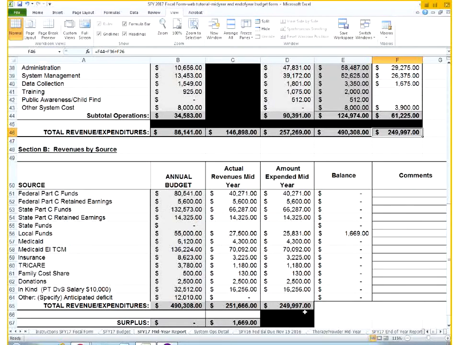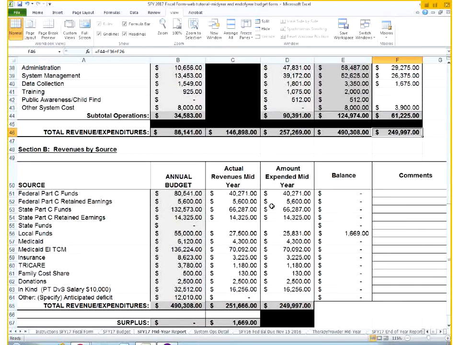What's in this first white column, actual revenues mid-year, is basically, okay, this is how much you said that you thought you'd get in. How much did you actually get in? And so mid-year, we want to report on exactly how much that local system has received. So for your federal Part C funds and your state Part C funds, those are going to be your warrants that you receive. So how many warrants have you received from July 1st to December 31st?